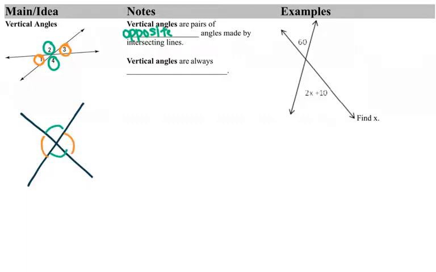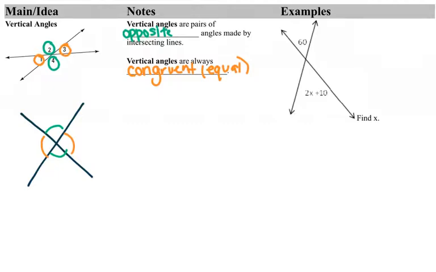Okay. So here's what you need to know about vertical angles. Vertical angles are always congruent, which means equal. Okay, so that's a vocabulary term. That's what you need to know about it. And then your example is going to be how you apply it.